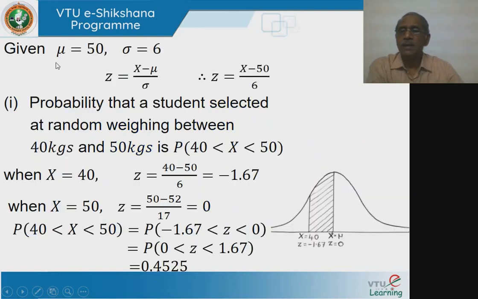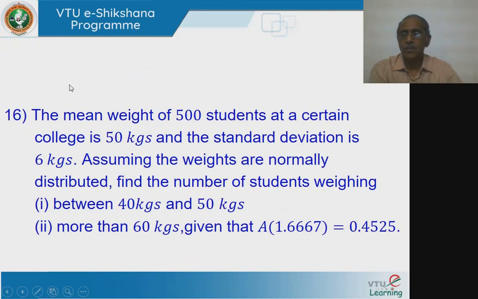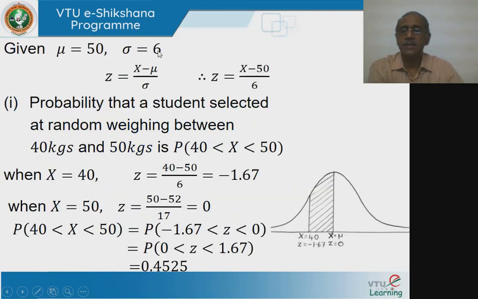Okay, the solution part. Let us quickly write down what is given. Mu is given to be 50 and standard deviation is 6. Therefore, the standard normal variable z is equal to x minus mu divided by sigma. Substituting for mu and sigma, z will be x minus 50 divided by 6. Okay, question number 1. First let us find the probability that a student selected at random weighs between 40 kgs and 50 kgs, which is the probability of 40 less than x less than 50.